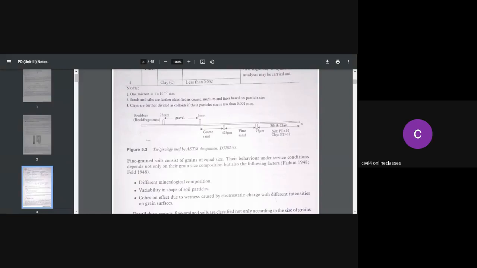Now here is the terminology used by the American Standard ASTM designation. In IS we call them gravels, sands, silts, and clay. But here they call them boulders or rock fragments, which are greater than 75 mm, and from 75 mm to 2 mm they also call it gravel only. For 2 mm to 425 microns they call it coarse sand, from 425 microns to 75 microns they call it fine sand, and below 75 microns we call it silts and clays.